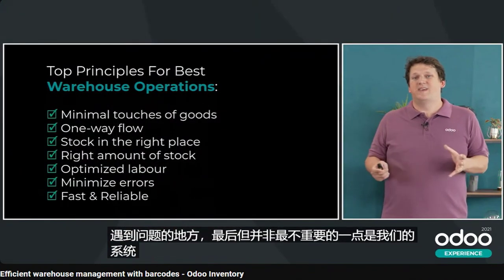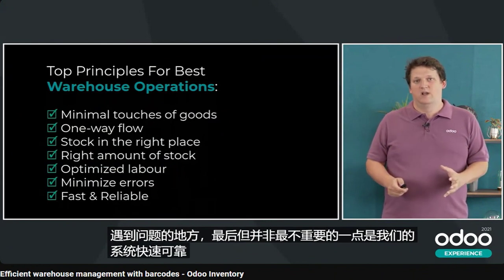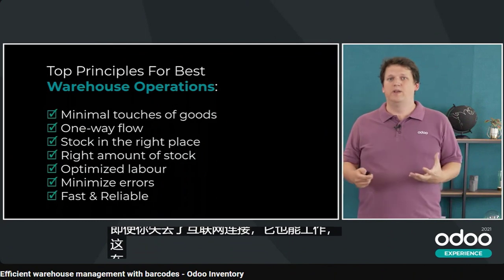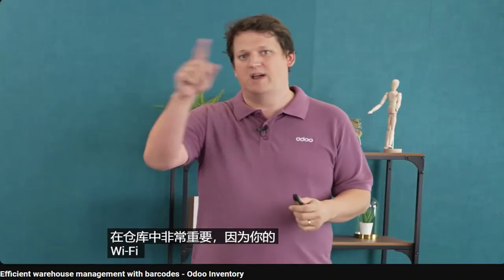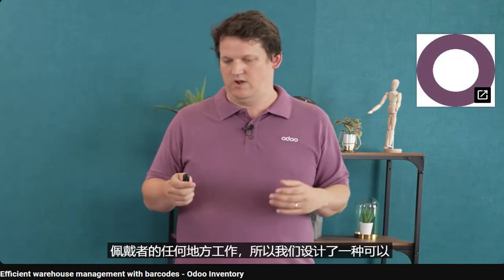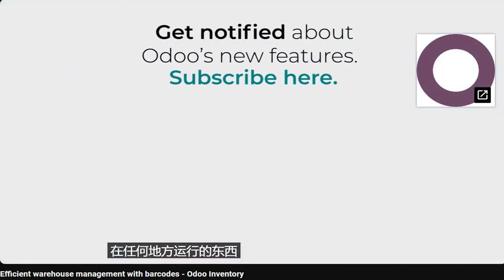And last but not least, our system is fast and reliable. It can even work if you lose the internet connection, which is very important in a warehouse because your Wi-Fi doesn't work everywhere in the warehouse. So we designed something that runs everywhere.